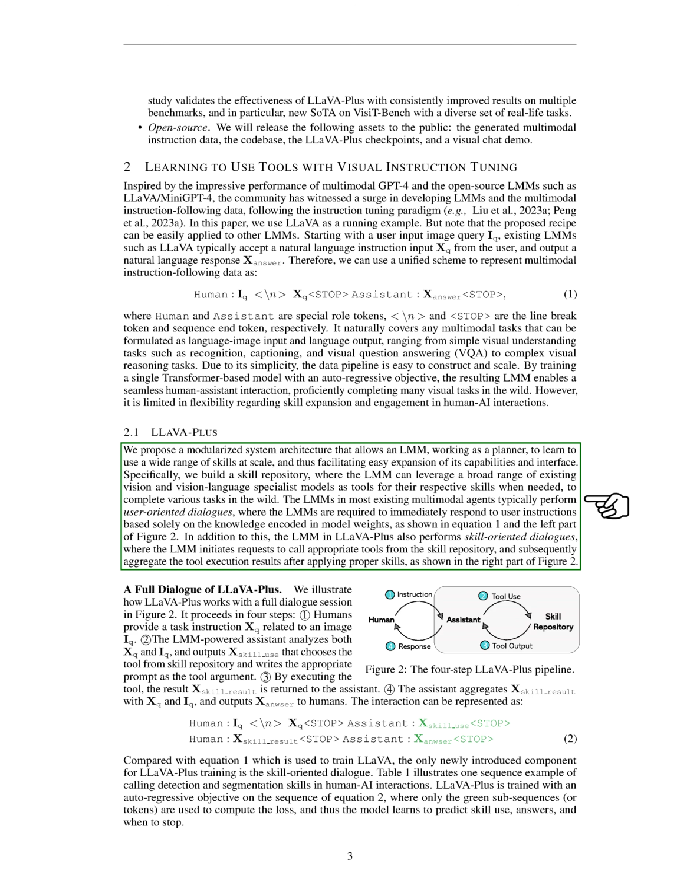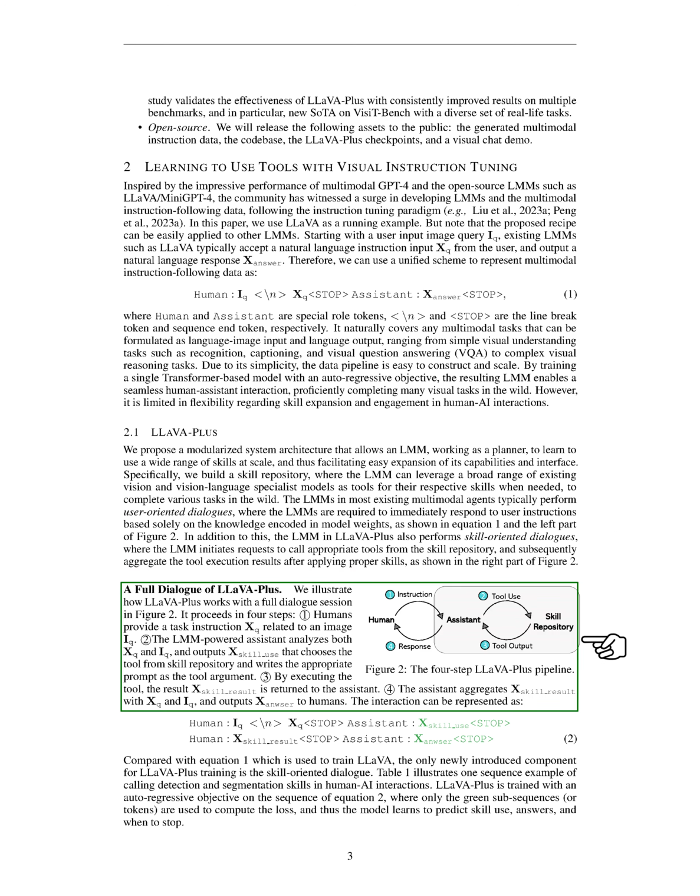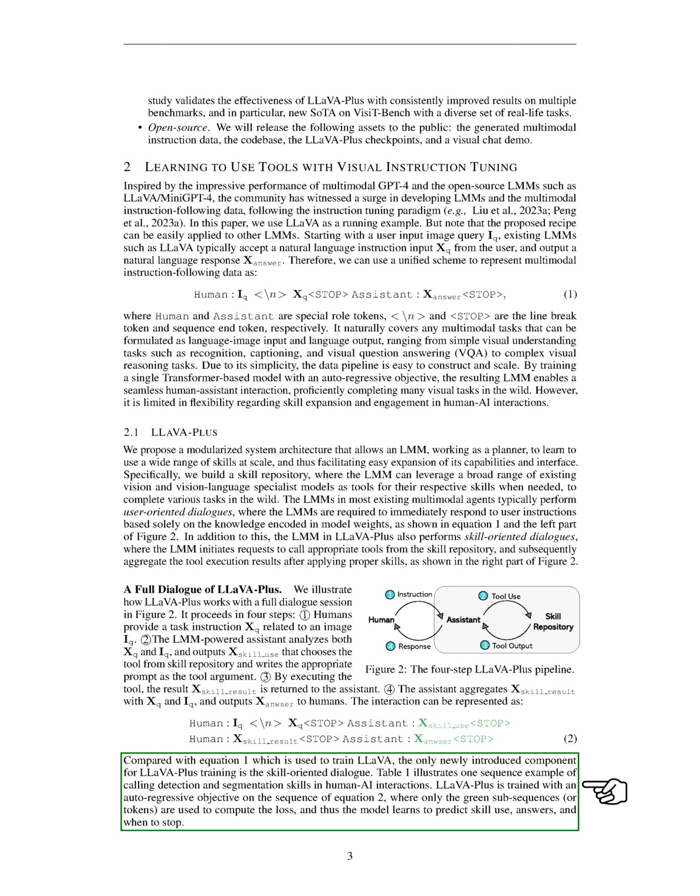LLaVA+ works in 4 steps. 1. Humans provide a task instruction related to an image. 2. The LMM-powered assistant analyzes both the instruction and the image, and outputs a command that chooses the tool from the skill repository and writes the appropriate prompt as the tool argument. 3. By executing the tool, the result is returned to the assistant. 4. The assistant aggregates the result with the instruction and the image, and outputs an answer to humans. Compared with the training of LLaVA, the only new component for LLaVA+ training is the skill-oriented dialogue.